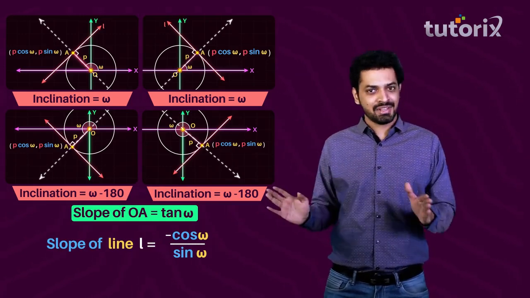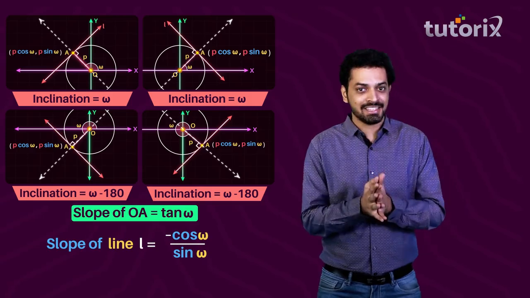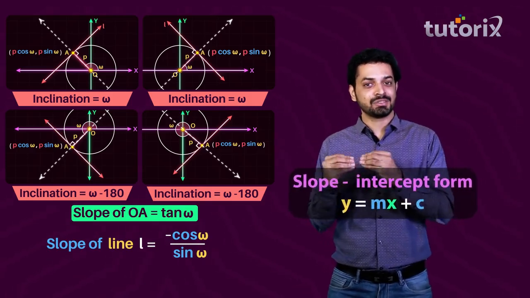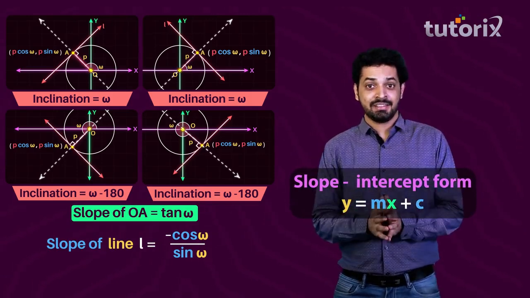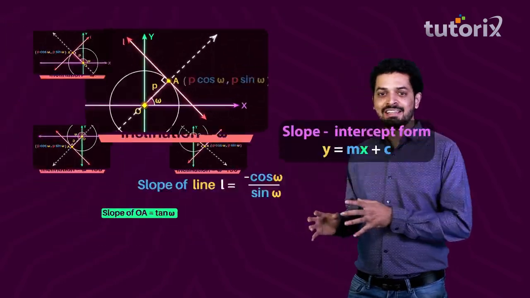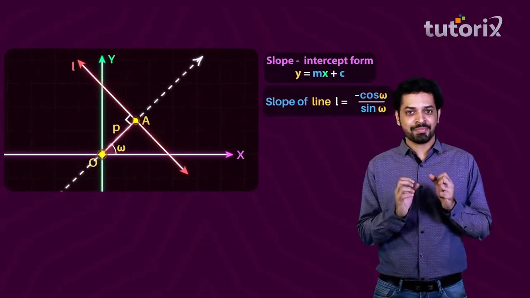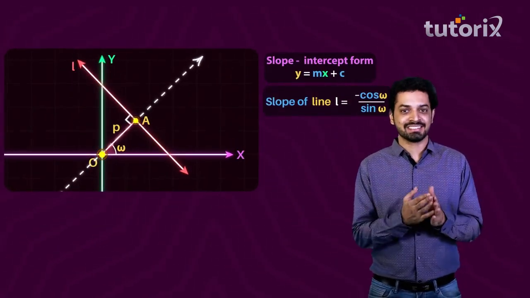But let's not do it this way. Let's choose to find the y-intercept, because writing an equation using the slope-intercept form is so easy, right? It is just y is equal to mx plus c. And to find the y-intercept of the line, let's consider one of these cases for convenience. We anyway will get the same answer in all the cases.